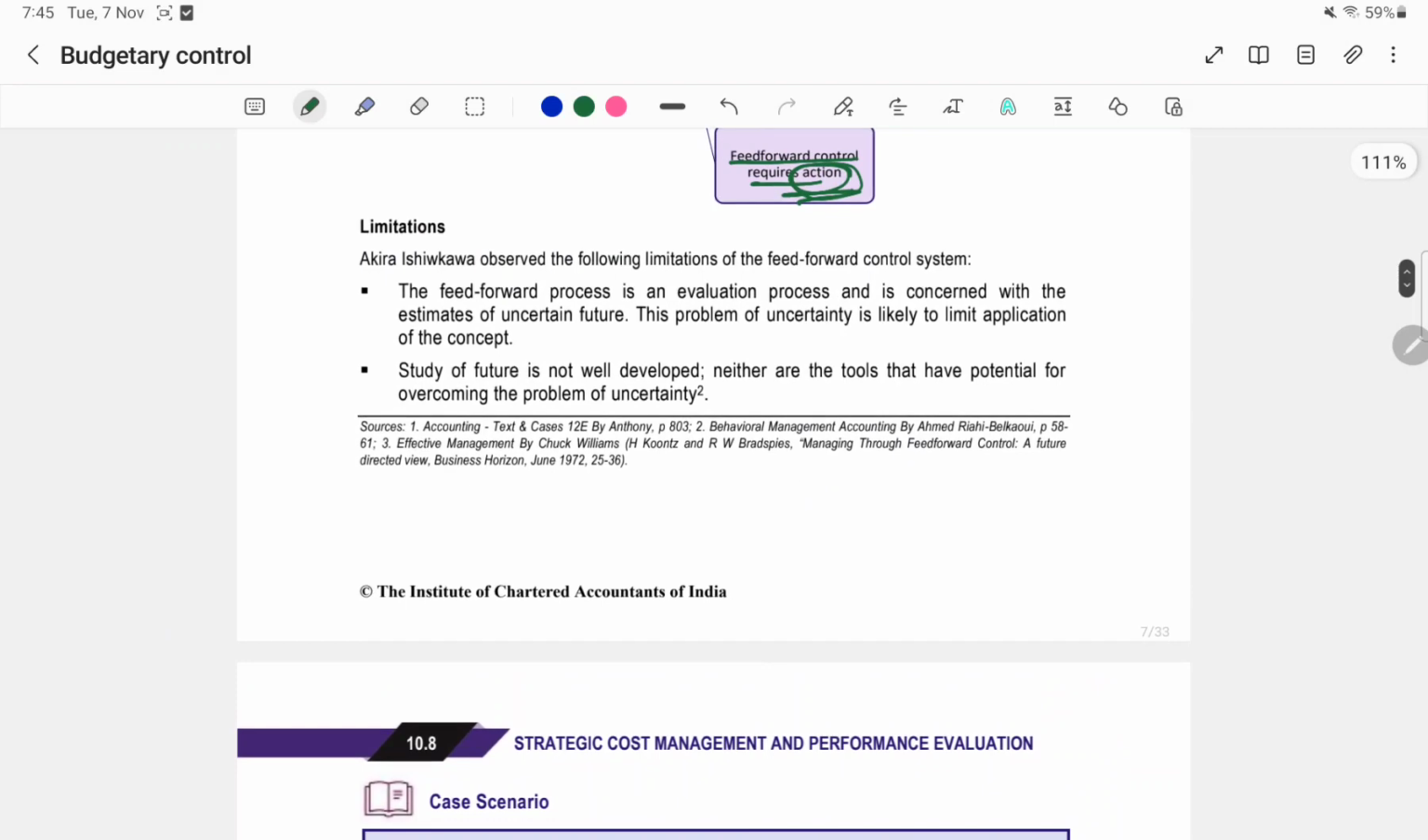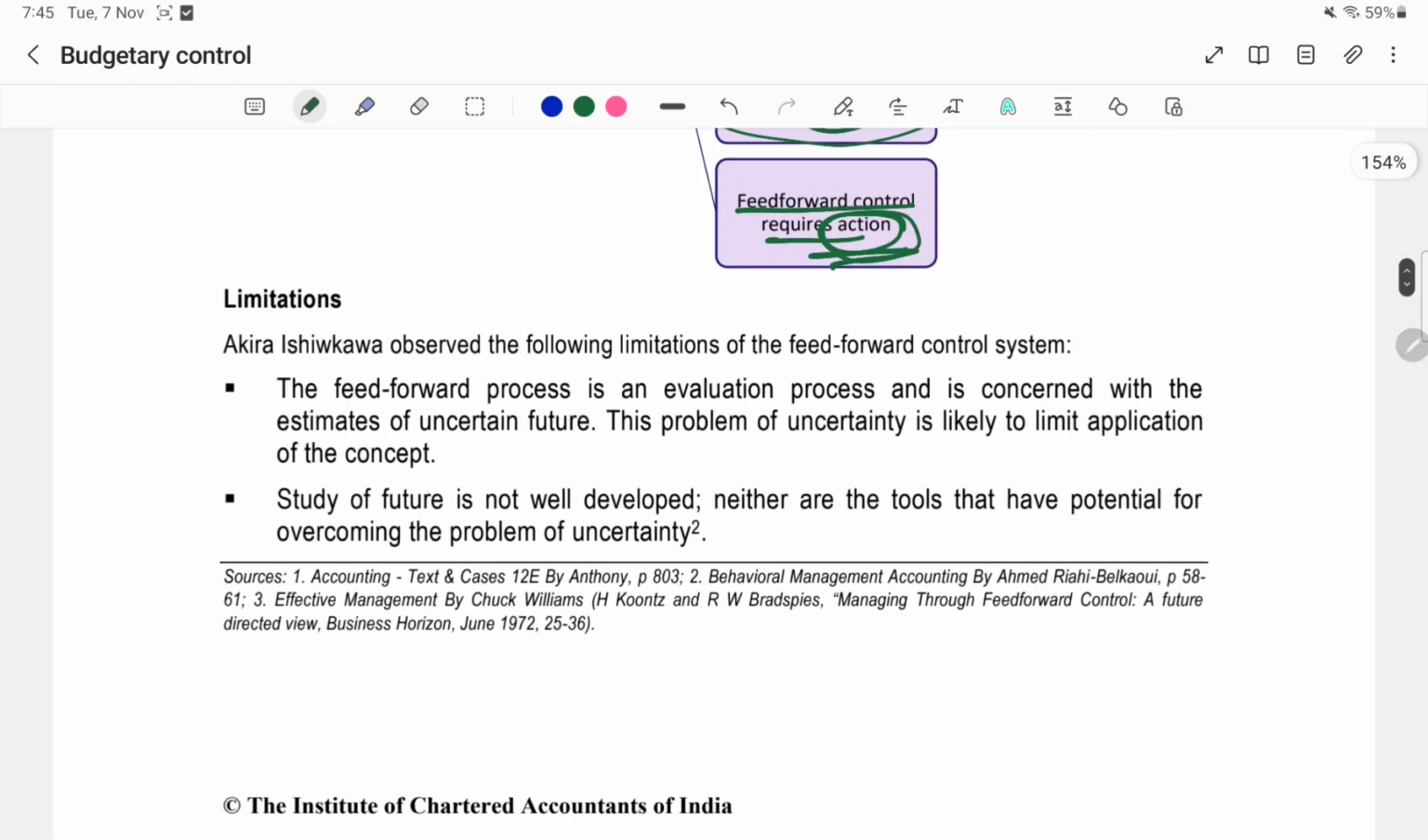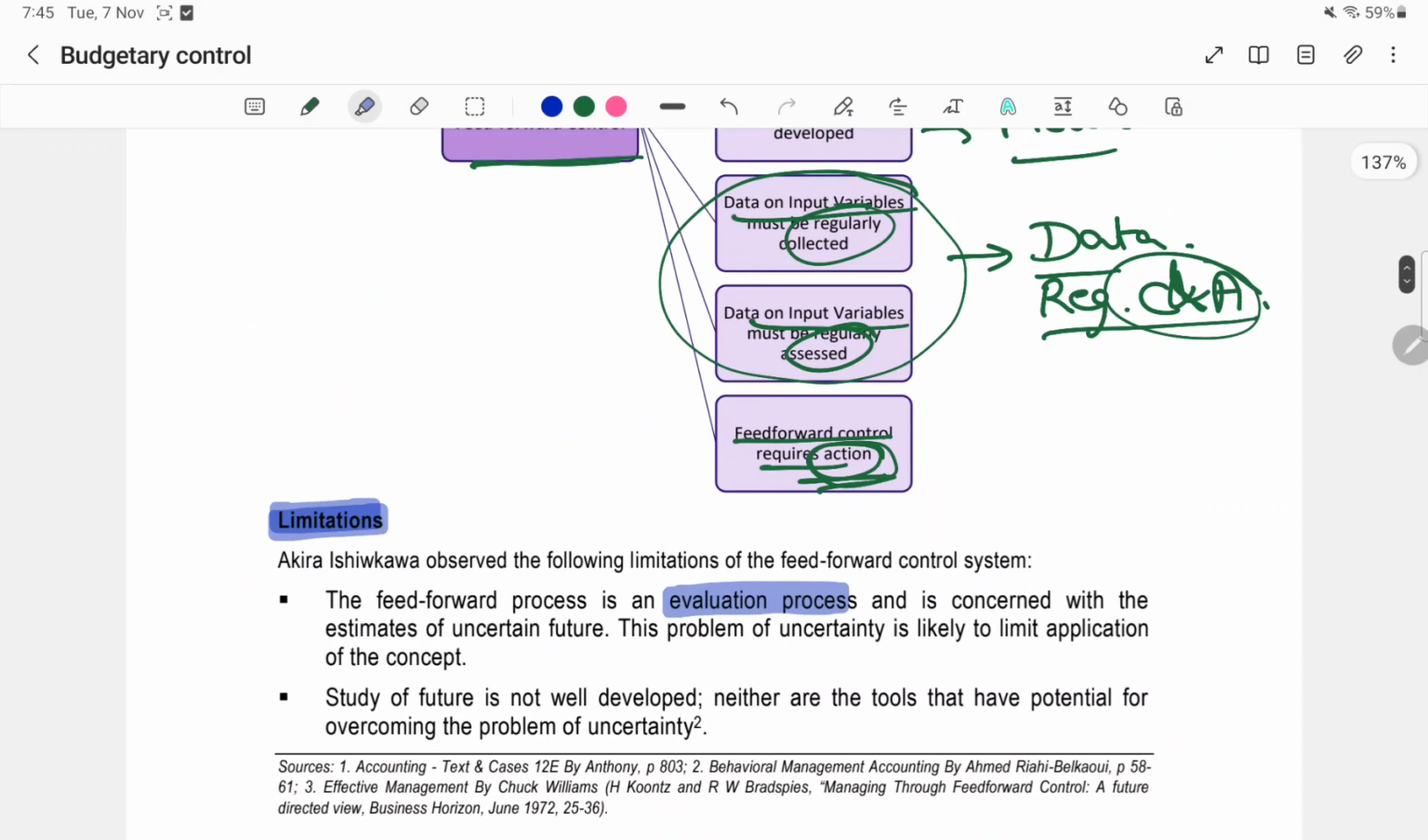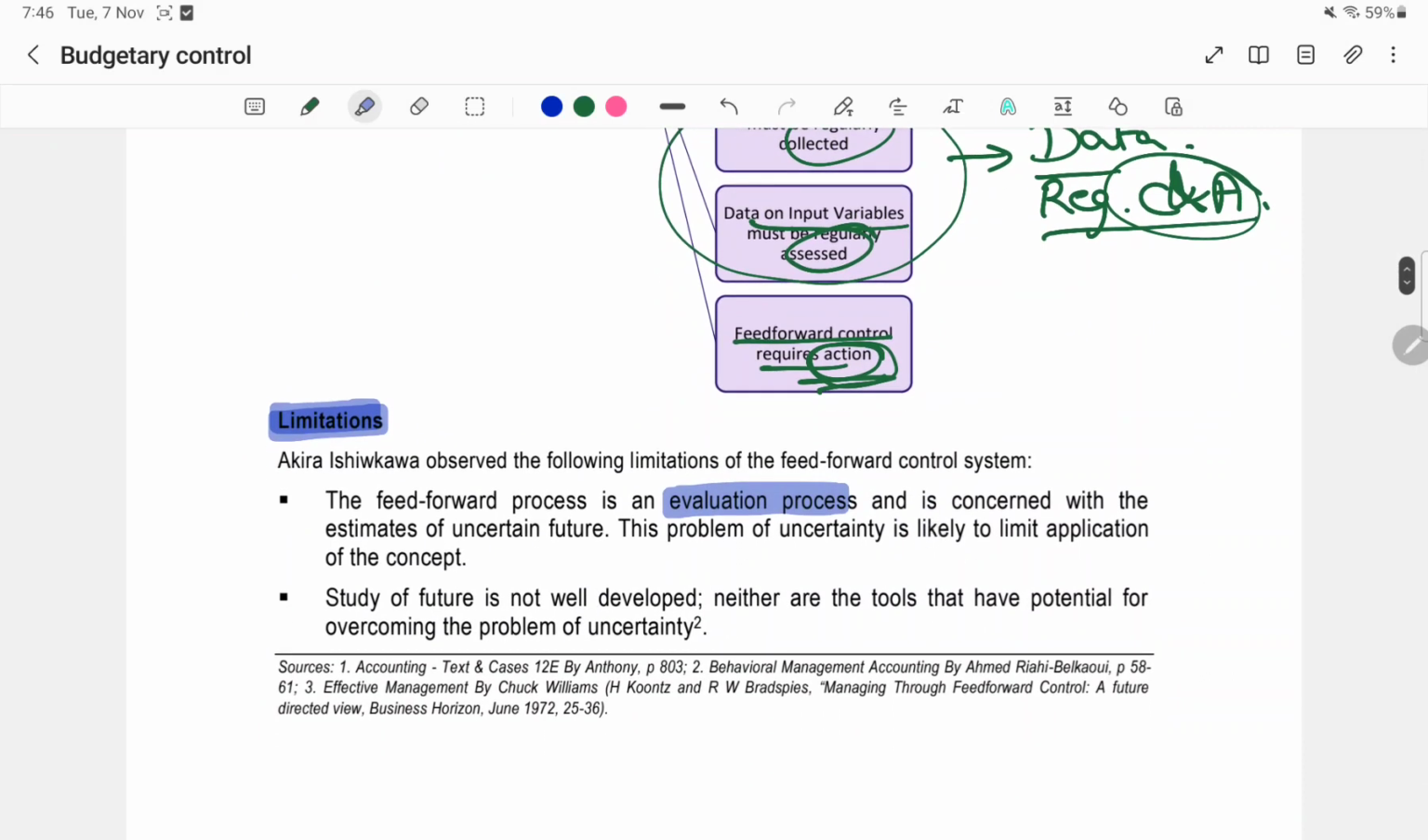Now this also has some limitations, that is, if we try to implement the feed forward control, there will obviously be some limitations. That is, it is an evaluation process, and see, feed forward is before action is taken. That is, we relate to some estimates. So what are estimates based on? Estimates are based on future events, which are definitely going to be uncertain. So estimates of uncertain future, that is the limitation. Now study of future is not well developed. That is again a point related to uncertainty.